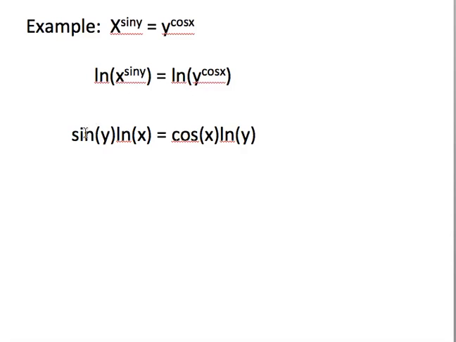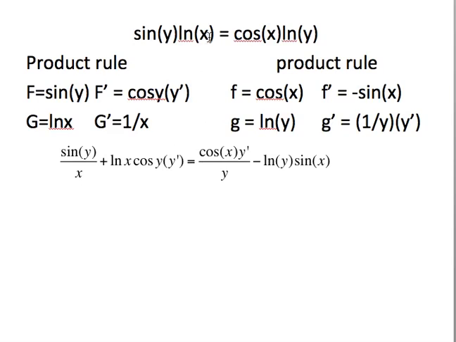That allows you then to move the sine of y down on the left side and the cosine of x down in front on the right side. So looking at that equation, then each one of the sides now would require the product rule. So on the left hand side here are the 4 parts for the product rule: sine of y, and then cosine of y times y prime. Y prime, remember, is just another way of writing dy over dx.